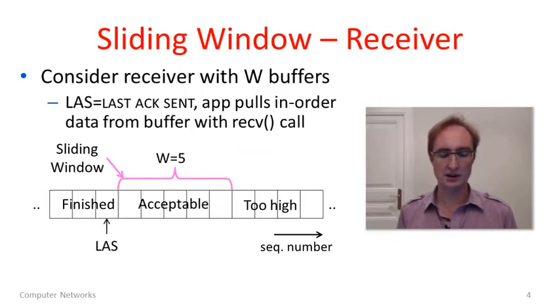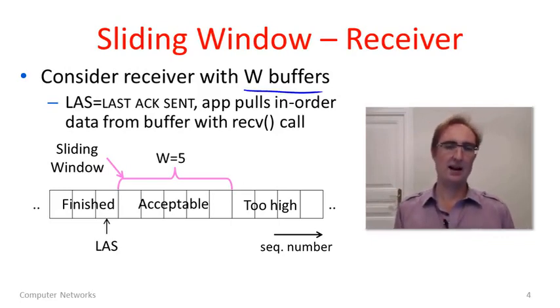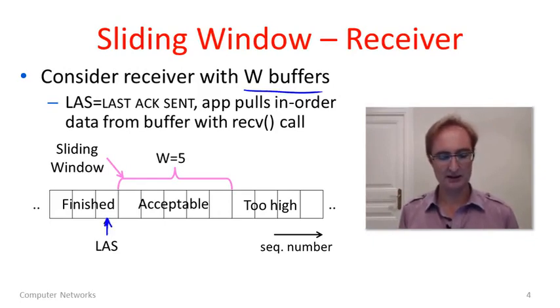Okay, so let's zoom in on the sliding window and how it works at the receiver. This is a receiver where we have buffering for up to W buffers for out-of-order packets. Now what is going to happen in the normal case is that we'll have a sequence number. This is here, LAS, the last ACK sent. That is going to be the highest in-order acknowledgement that's been sent. As we receive new data, it goes into the buffer and then we'll pass it up to the app. The app will pull the data out of that buffer and we can slide our sliding window and go ahead.